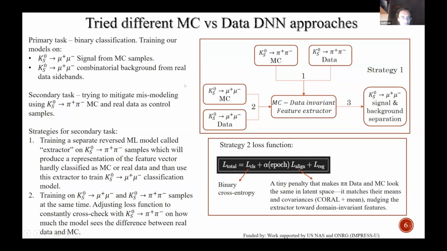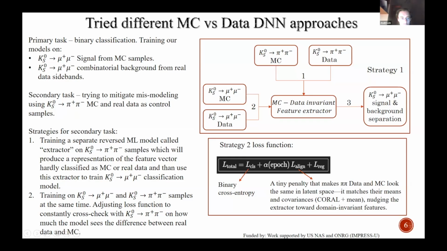What we developed can be divided into 2 training tasks. The primary task is binary classification of K-short to mu mu signal from Monte Carlo samples and K-short to mu mu combinatorial background from real data sidebands. And the secondary task is trying to mitigate the mismodeling which our machine learning models will try to learn, using K-short to pi pi Monte Carlo and real data as control samples.